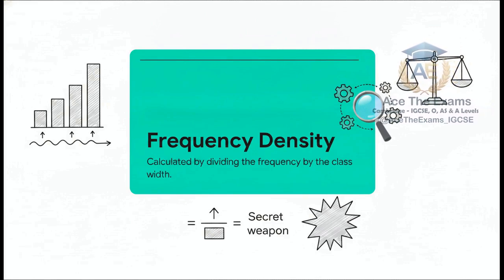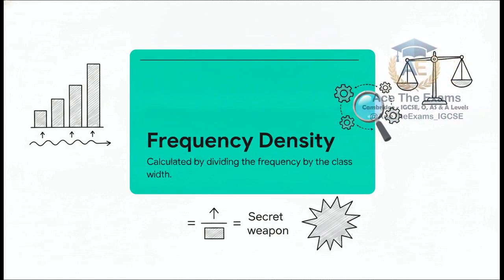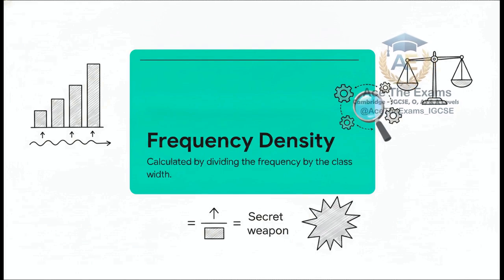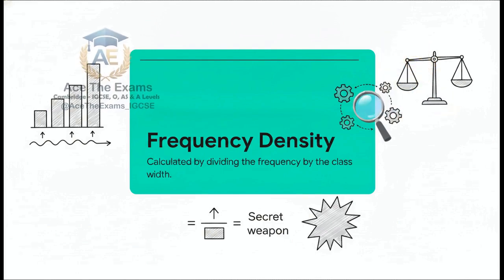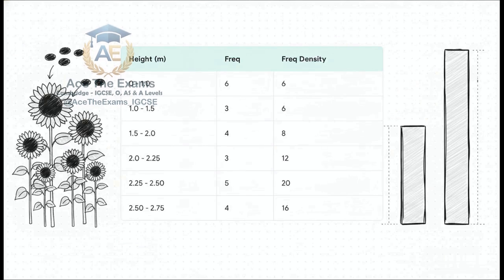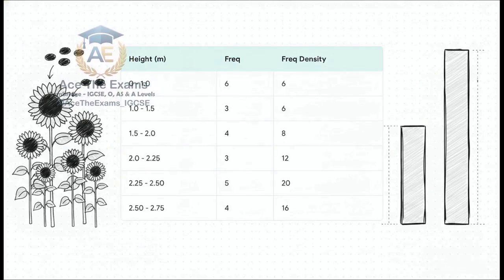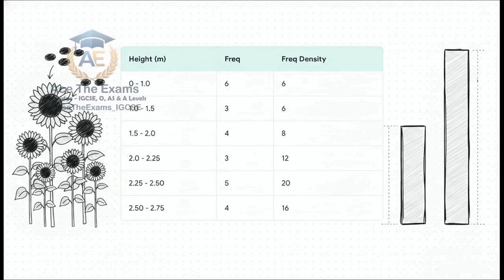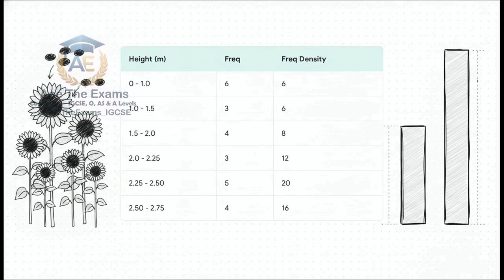The formula is beautifully simple. Frequency density equals the raw frequency divided by the class width. Burn this formula into your memory. Let's see that specific math in action right now. For our first group of sunflowers, the frequency is 6 and the width is 1. 6 divided by 1 gives us a frequency density of 6.